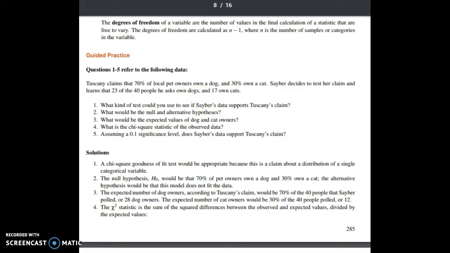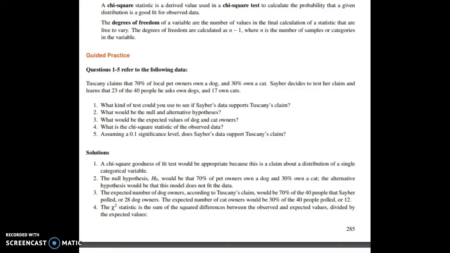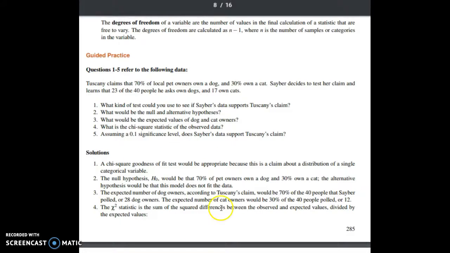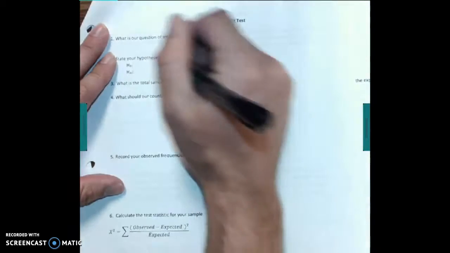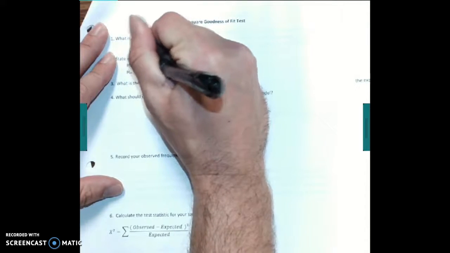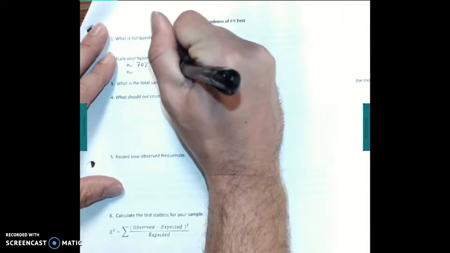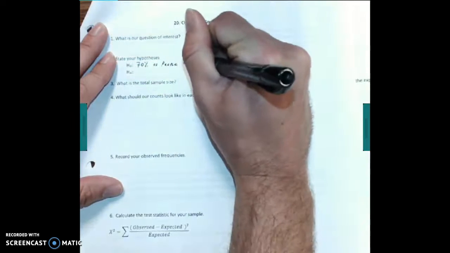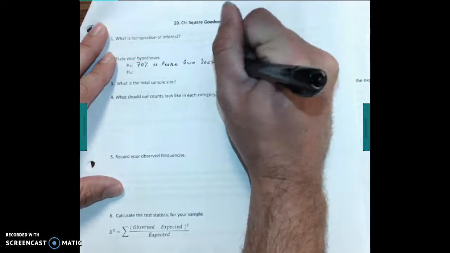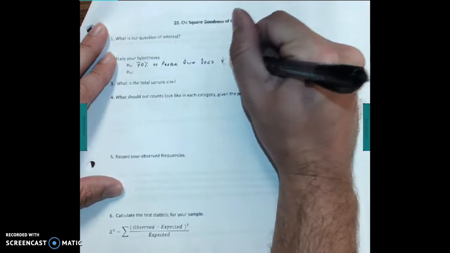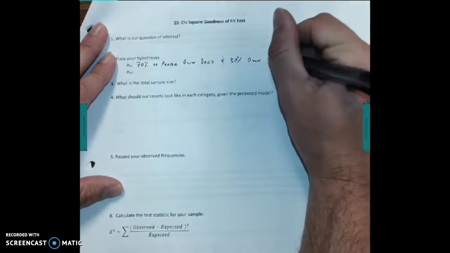This is a fairly simple example. So the null hypothesis is just the given null distribution here. 70% of local pet owners own a dog, 30% own a cat. So the null hypothesis actually has numbers in it. 70% of people own dogs, and 30% own cats. Like that.